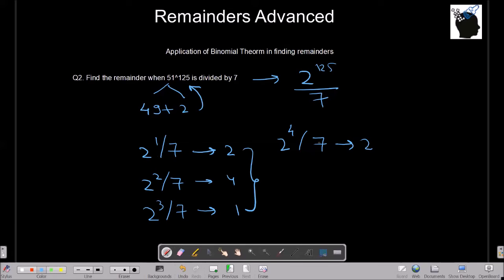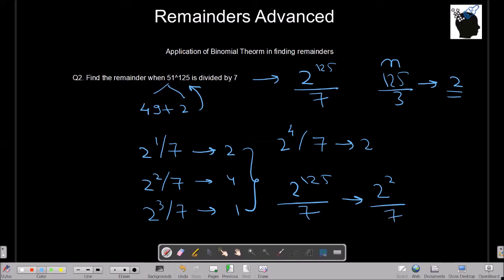So I'm going to divide 125 by 3 and I can find the sum of the digits. So 3 plus 5, 8, and 8 by 3 remainder is 2. That means 2 raised to 125 by 7 is going to give me the same remainder as 2 square by 7, which is nothing but 4.